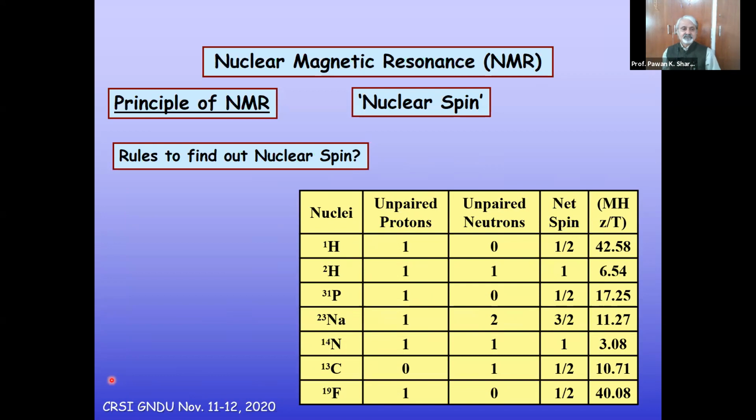With that way, for sodium 23, we have one unpaired proton and 2 unpaired neutrons. So 1 unpaired proton, the contribution of the proton towards nuclear spin is 1 into 1 by 2, half. The contribution of 2 unpaired neutrons, 2 into 1 by 2, is 1. So the total nuclear spin is 1 plus half, that is 1.5, that means 3 by 2. So that is the sure short way, the actual way to find out the nuclear spin. Now we know how to find out the nuclear spin I.